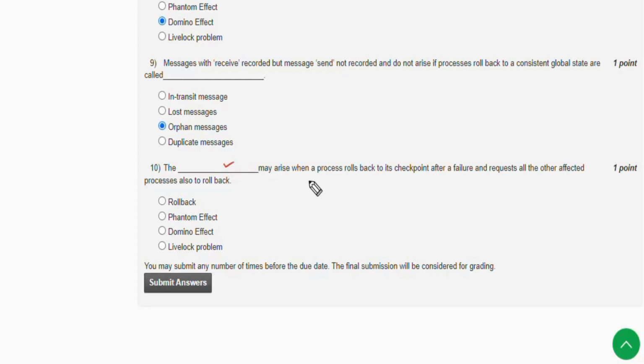The dash may arise when a process rolls back to its checkpoint after a failure and requests all the other affected processes also to roll back. Options are rollback, phantom effect, domino effect, live log problem, and that is live log problem. Okay, so I select live log. So friends, I have completed this assignment.